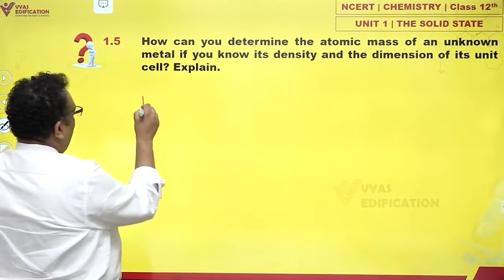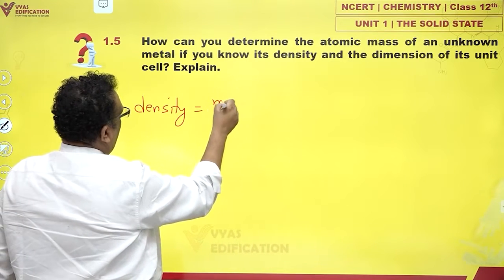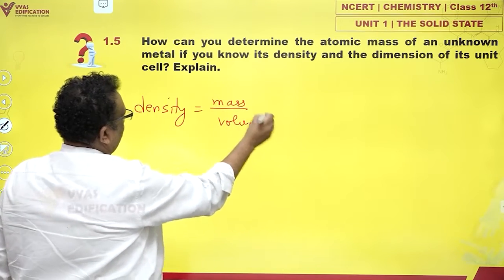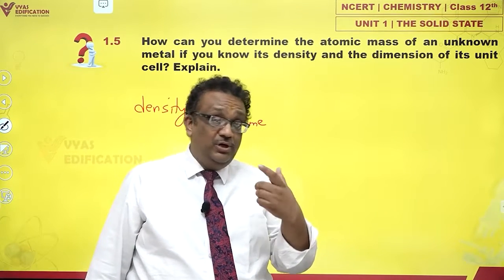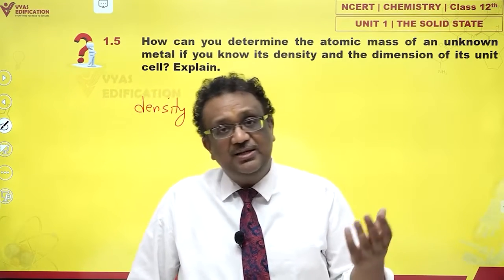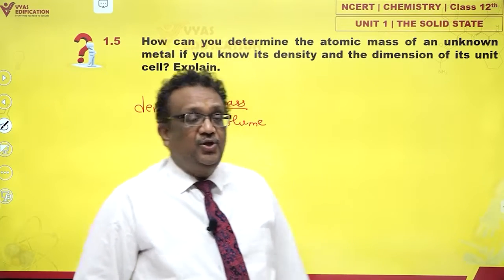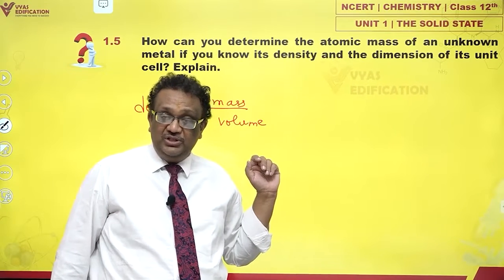See, density by nature is called mass by volume, right? Now, we can use this formula for a unit cell also. Density of a given substance is the same as density of its unit cell if it is crystalline. And for a unit cell, that means mass of unit cell divided by volume of unit cell.